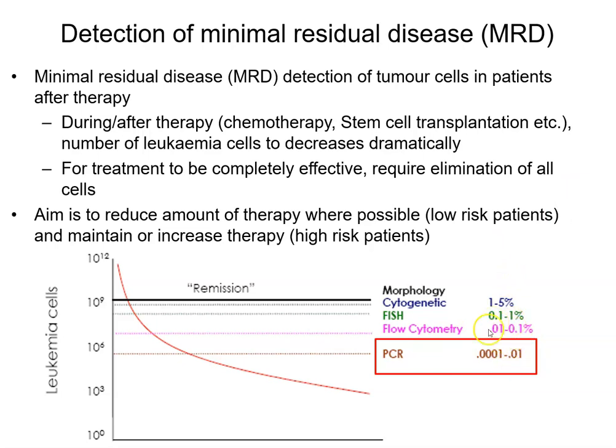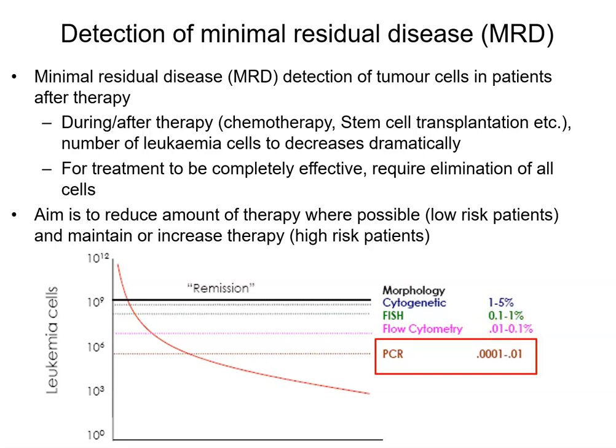Flow cytometry uses antibodies to detect rare subtypes, so this could be rare CD marker combinations that shouldn't be present in normal blood. This can scan maybe 100,000 cells, so you need about 0.01% of those to be cancerous to be able to reliably detect that cancer is present.